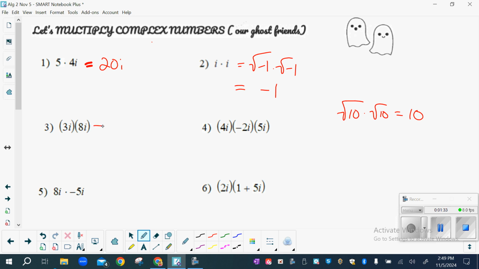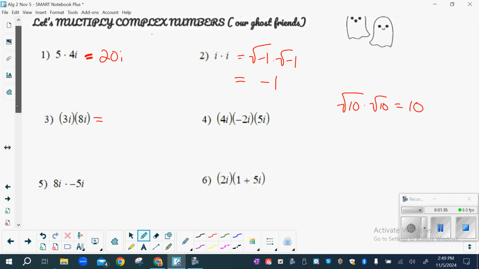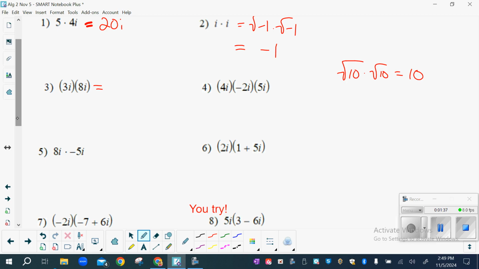Okay, so 3i times 8i, what does that give us? Some of this is review from yesterday. What's 3i times 8i? 24i squared. So what did we say i squared is equal to? Negative 1. So this is 24 times negative 1, or negative 24.